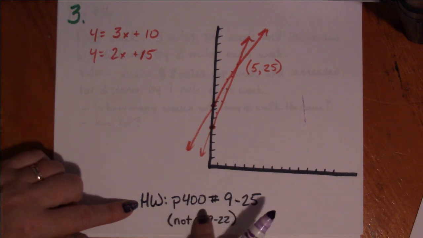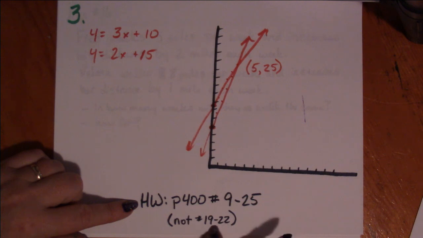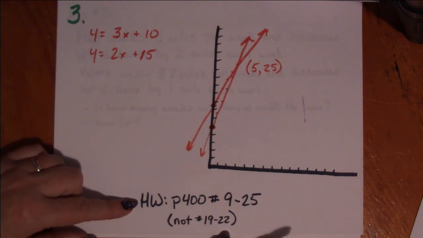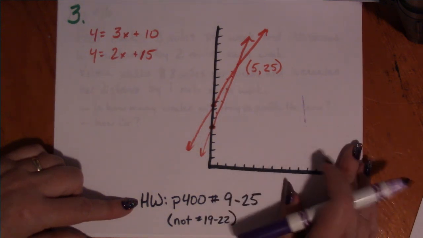Your homework starts on page 400. You're going to do numbers 9 to 25, but not 19 to 22. That's the one that asks for a graphing calculator. Okay? Good luck, have fun, and please ask if you have any questions.